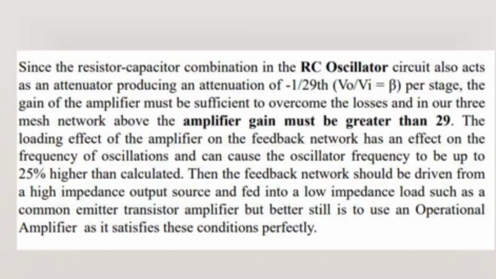Since the resistor capacitor combination in the RC oscillator circuit also acts as an attenuator, producing an attenuation of minus 1 by 29, V0 by Vi equal to beta per stage, the gain of the amplifier must be sufficient to overcome the losses, and in our 3-stage network above, the amplifier gain must be greater than 29. The loading effect of the amplifier on the feedback network has an effect on the frequency of oscillations and can cause the oscillator frequency to be up to 25% higher than calculated.